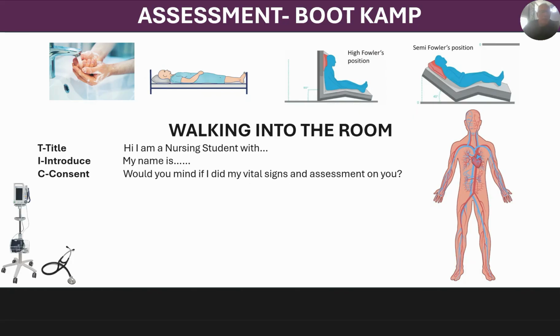But the first thing in the assessment is what position are they in? And we talked about that in a previous lecture. That was part 1. And then we introduce ourselves. My name is whomever. And then you get consent, right? Would you mind if I did my vital signs and assessment on you?